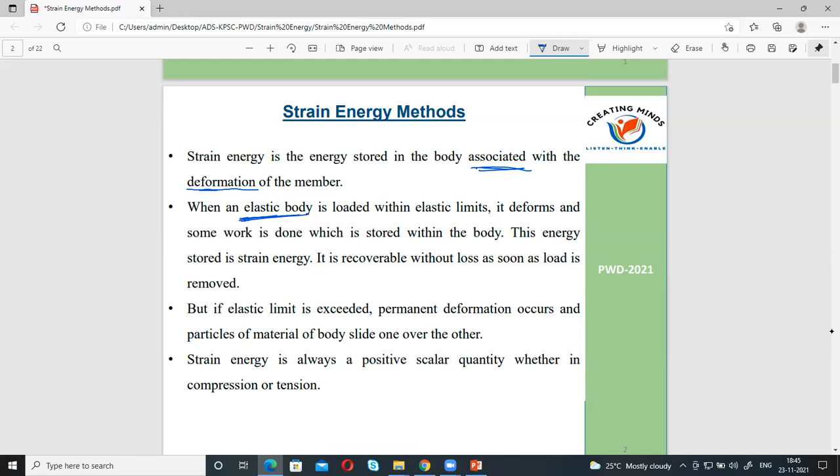Loaded within the elastic limit, it deforms and some work is done, which is stored within the body. See, that is strain energy. Whatever energy is stored inside a body when it is within the elastic limit, that particular energy is called strain energy. This stored energy is strain energy.